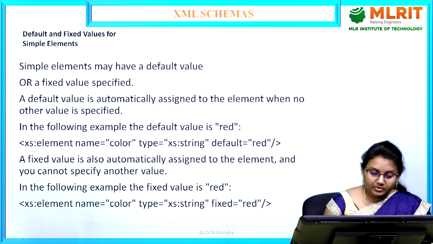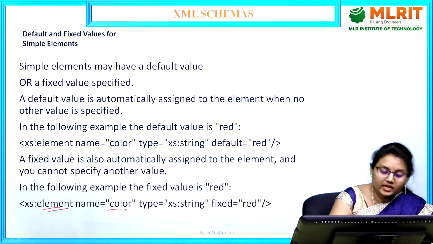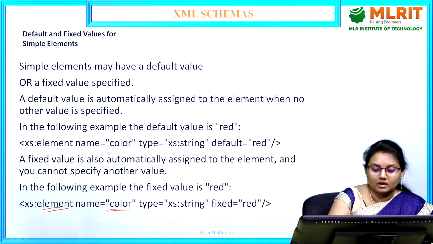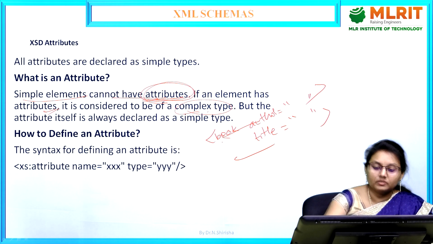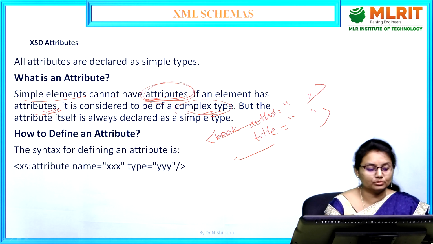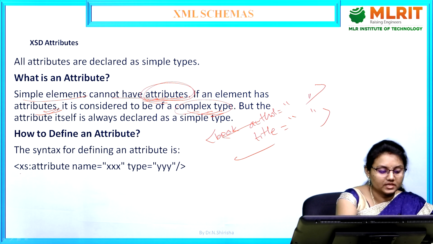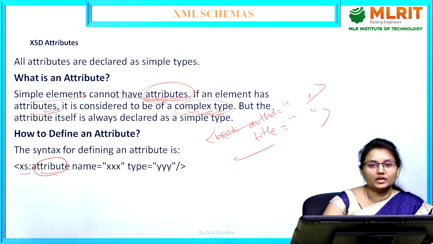These are the attributes that you are going to define about your element, about the name, about the color. But here we are talking about complex type. When you have attributes, then complex type is used. But the attribute itself is always declared as a simple type. How to define an attribute? XS attribute is used for defining an attribute.